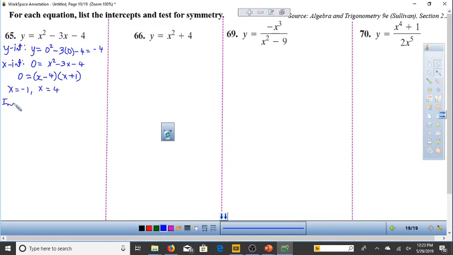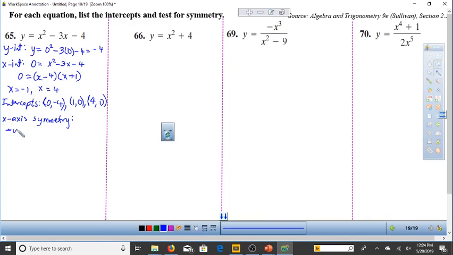So my intercepts are (0, -4). That's my y-intercept. And my x-intercepts are (-1, 0) and (4, 0). Now let's check for some symmetry. So for x-axis symmetry, we simply replace all our y's with negative y.